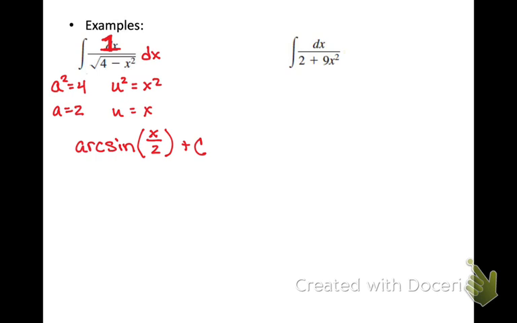Okay, but if you look at the rule, it says du over the square root of a squared minus u squared. So the negative doesn't come with it. u squared is just x squared, not negative, because you can't take the square root of a negative number. You'll get an imaginary number. A square root will never be a negative. Other than that, I got it right.